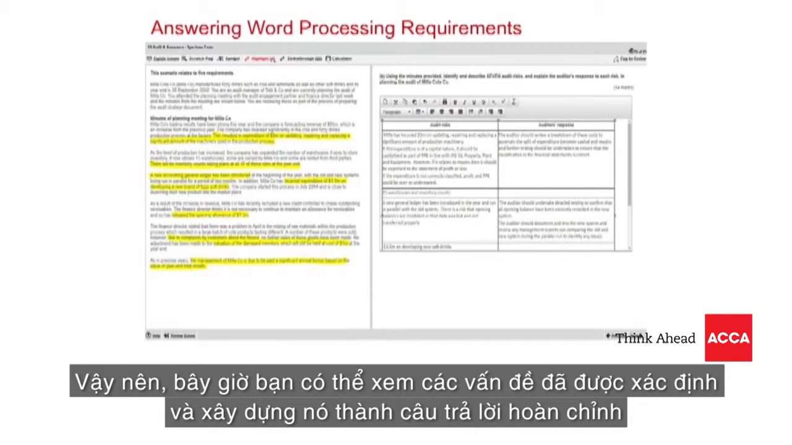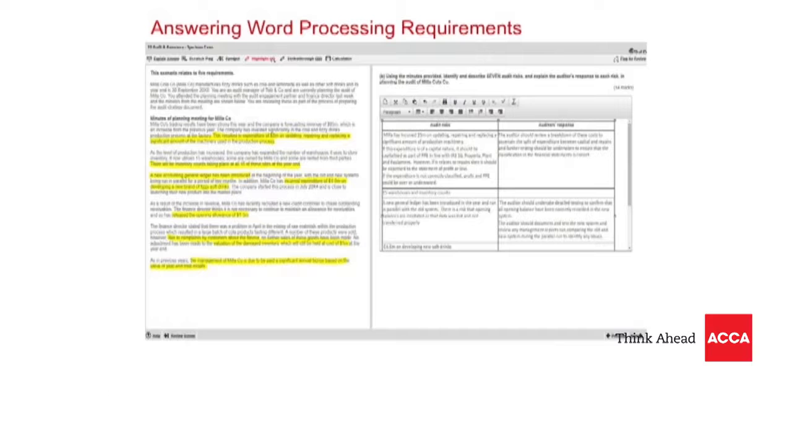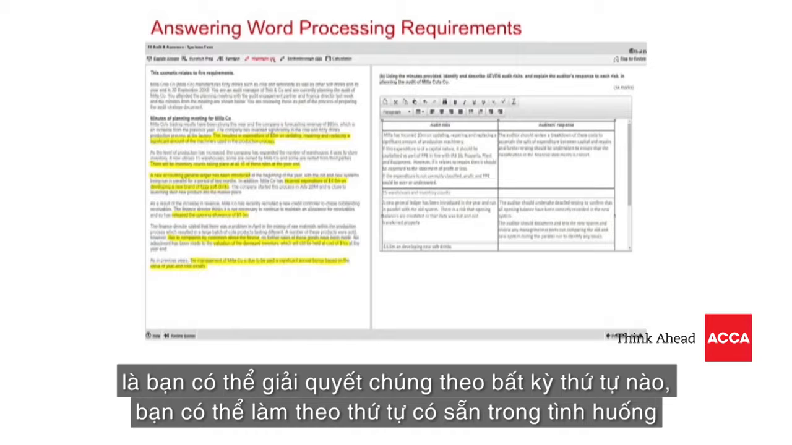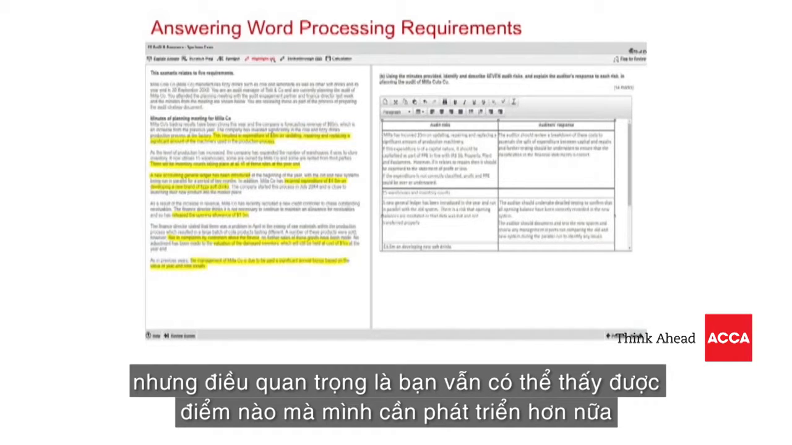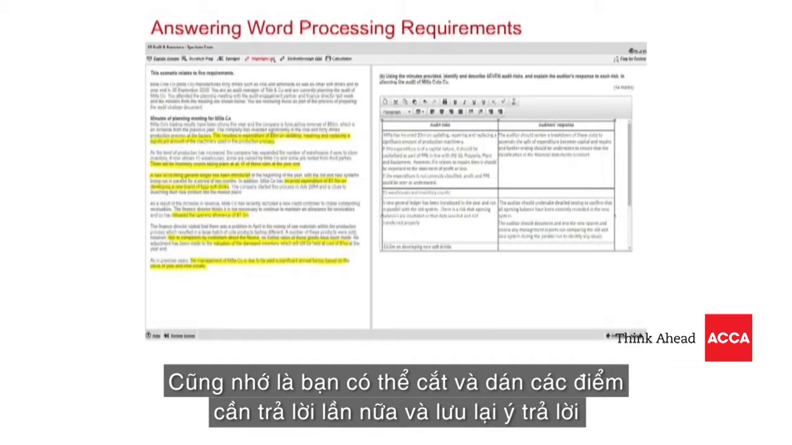So you can now go through each issue identified and develop it into a complete answer point in relation to audit risk and the relevant response. One of the advantages of having a brief summary of the points in the table is that you can now tackle them in any order. You can either stick to the same order in which they appeared in the scenario, or you can develop the points that you feel more comfortable with first, and then move on to the rest. But crucially, you will always be able to see at a glance which points you still need to develop further in order to submit a full response. Also remember that you can cut and paste your answer points around inside the response area.